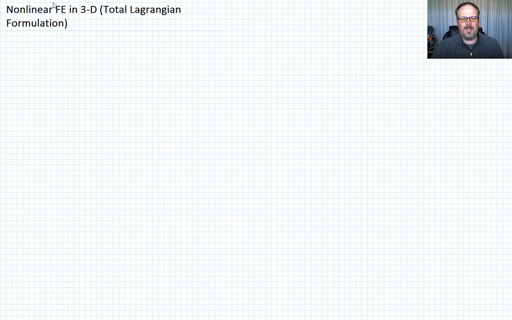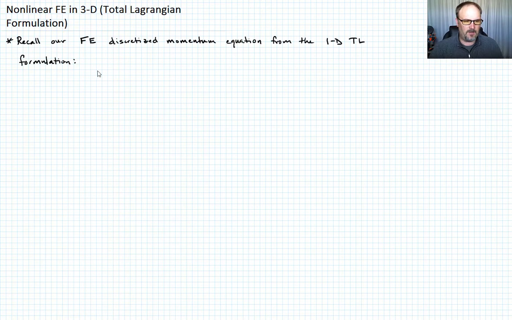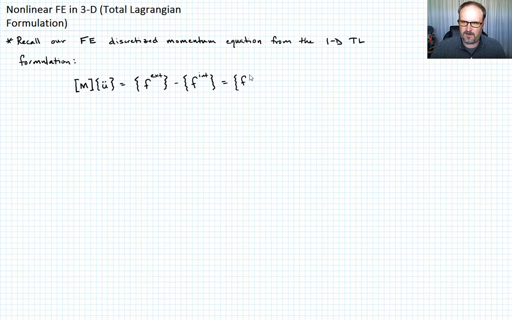So we'll begin by recalling our finite element discretized momentum equation from the 1D total Lagrangian formulation. And if you remember, that looked like we had a mass matrix, call it M, times our acceleration, U double dot, is equal to our external force vector minus our internal force vector, giving us a net force vector, call it F. We'll call this equation 1.